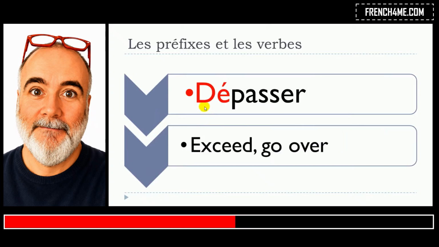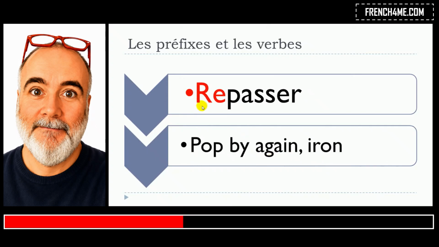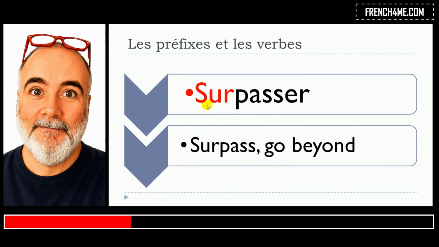So the first thing, if we add this dé, we will get the verb dépasser, and here you have the meaning in English. Then we could add this re in front of passer, so we get repasser, and here is the meaning in English. And it's also possible to add sur, surpasser, and here is the meaning in English.